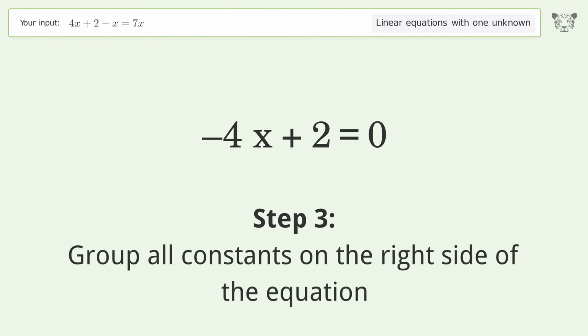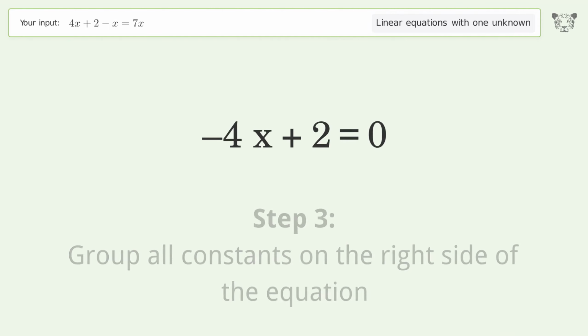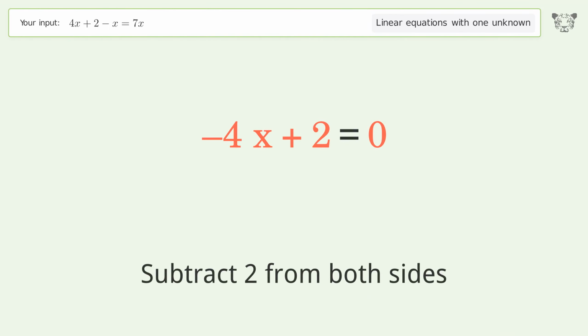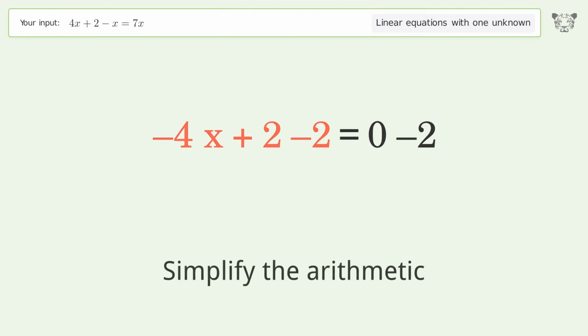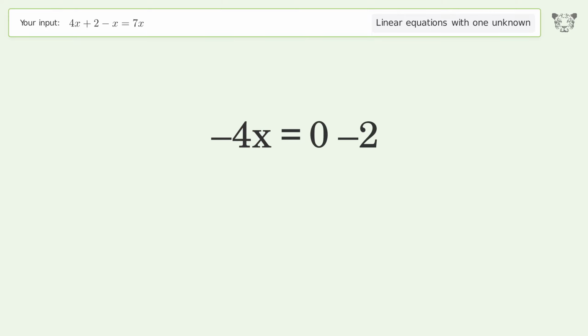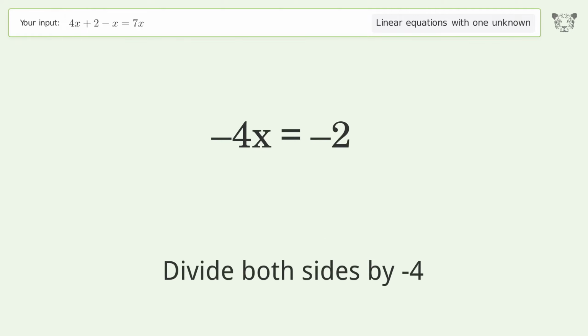Group all constants on the right side of the equation. Subtract 2 from both sides. Simplify the arithmetic. Isolate the x. Divide both sides by -4.